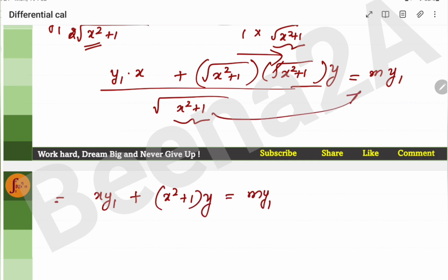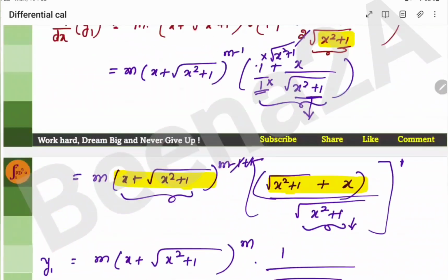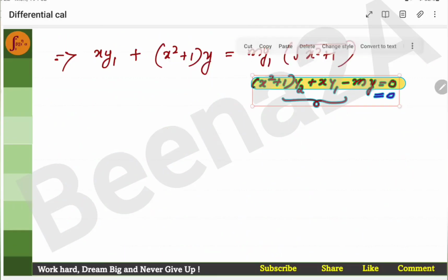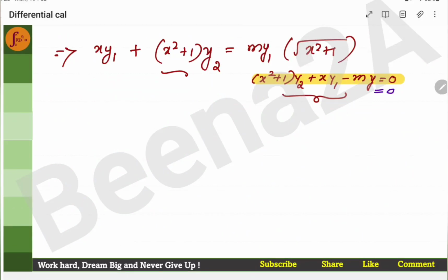And I'll shift this here. So I'll be into root of x square plus 1. So let's look at the original expression. Let's see what terms we have in common. This is the original expression. So we have x square plus 1 y2 as common. We have xy1. We need my, but we have this entire expression. So now we need y here. So let's see what we can substitute.